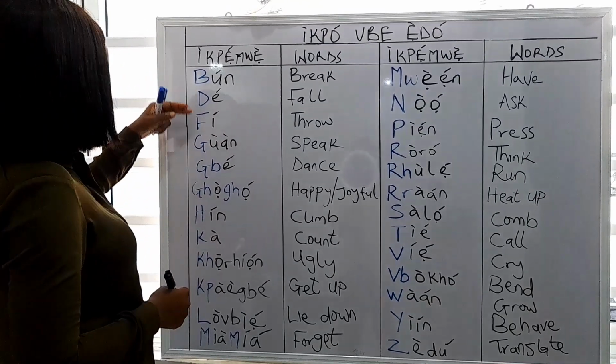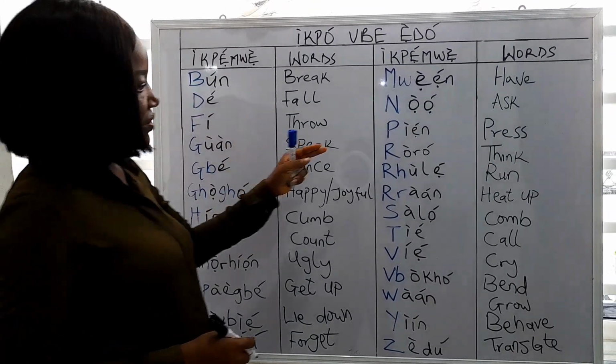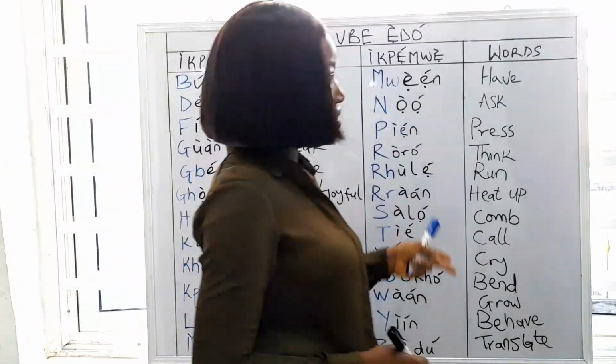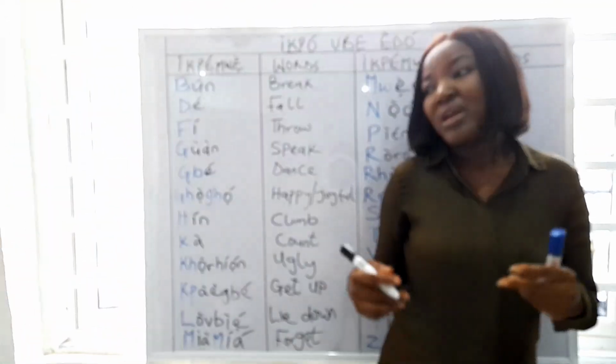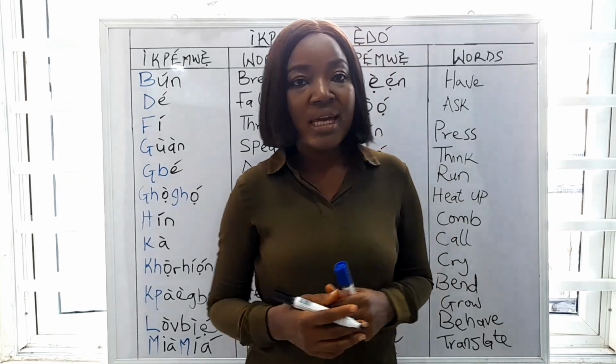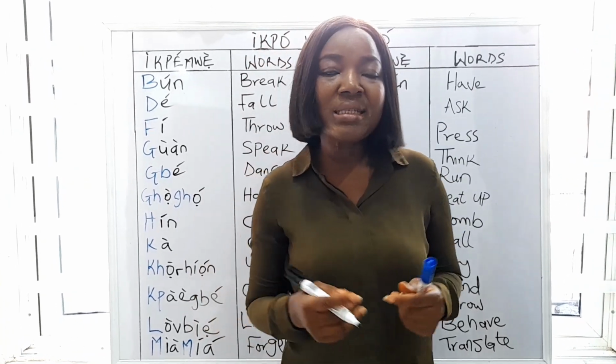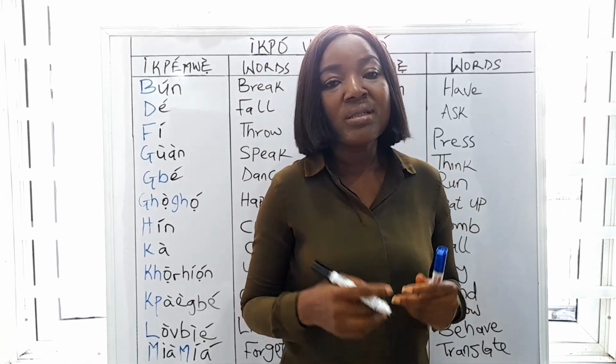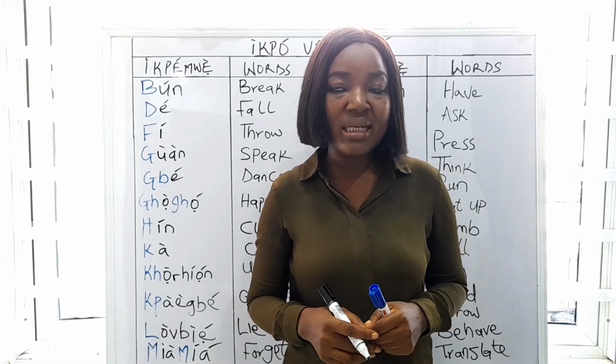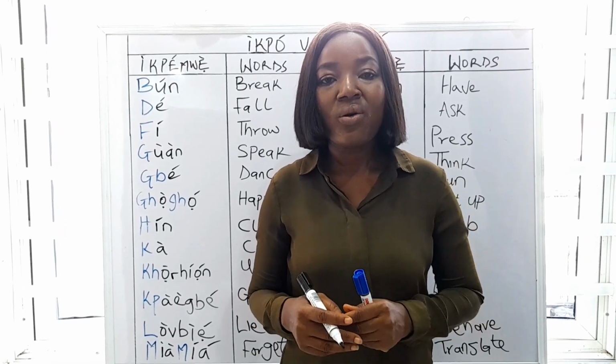So we've looked at all the consonants we have in Edo language using words as examples. So we have come to the end of this lesson. I hope you learned something new about the Edo alphabet.